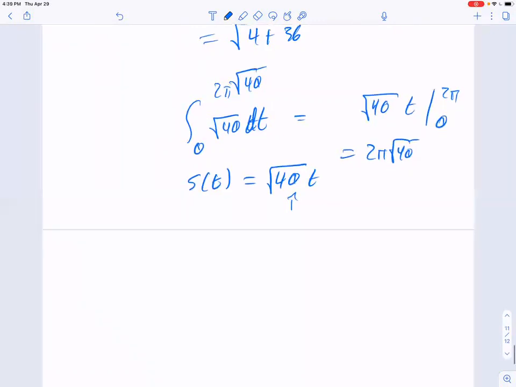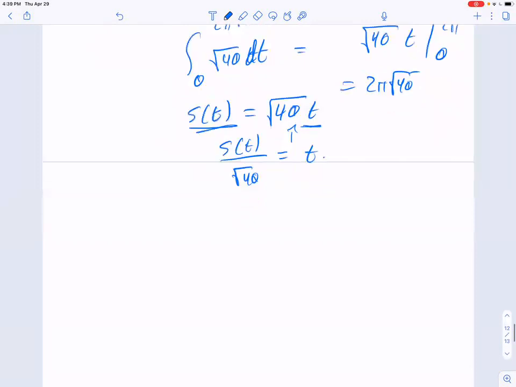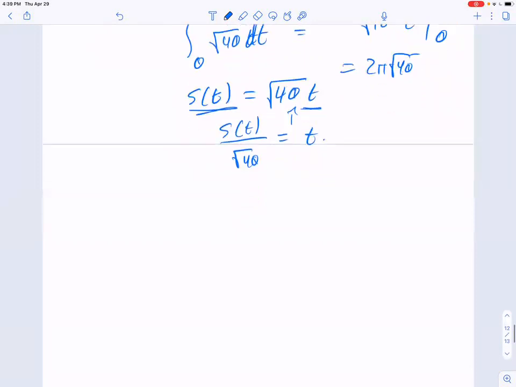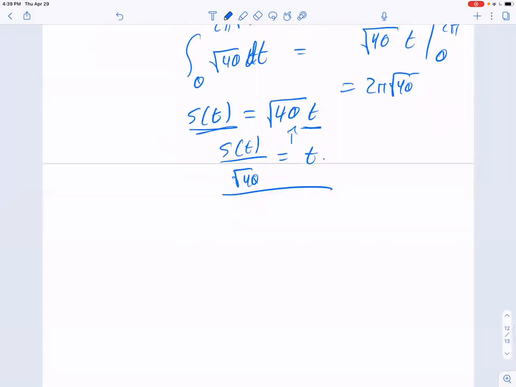In this case, we're going to replace t. We want to rewrite t in terms of the arc length. So we have s of t over root 40 is equal to t, okay? And now we just have to plug this into our original equation, or at least I think this is what they're going for.